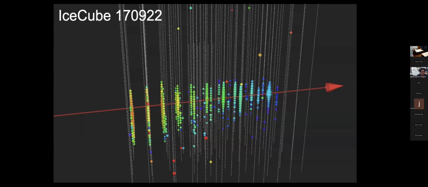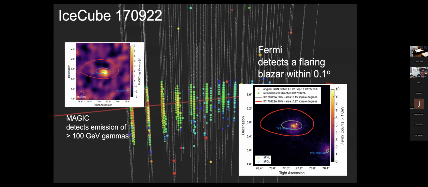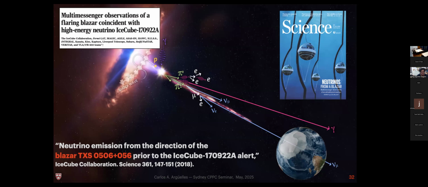Something interesting that happened a few years ago is this 2017 event that was a high energy track. Again, this is going from left to right. It's a high energy muon going through the detector. And this was interesting because there was a correlation seen in Fermi with a flaring blazar in the neighborhood of this event, and later also an observation by MAGIC. And so this led to the publication of this first neutrino source, which is known as TXS 0506+056, and it was published in Science several years ago.